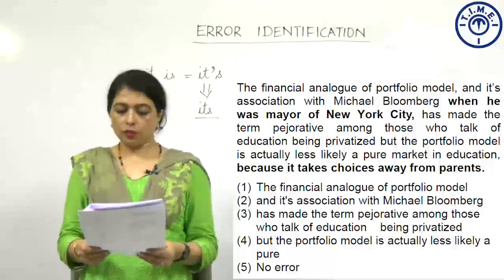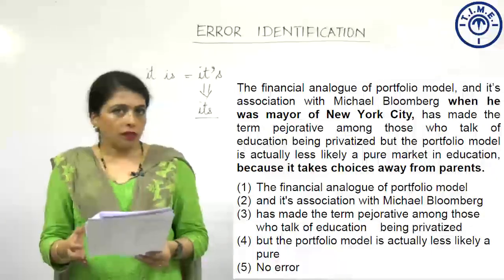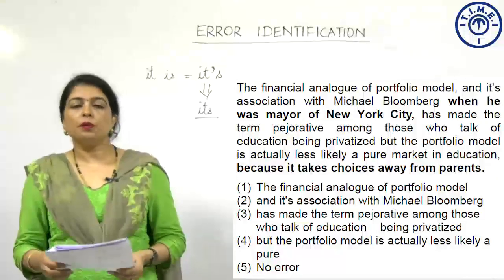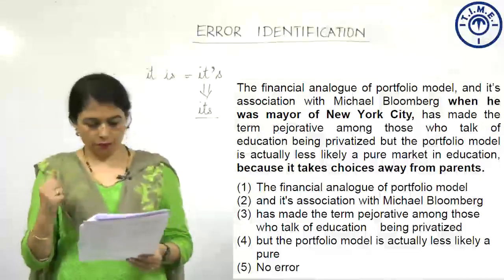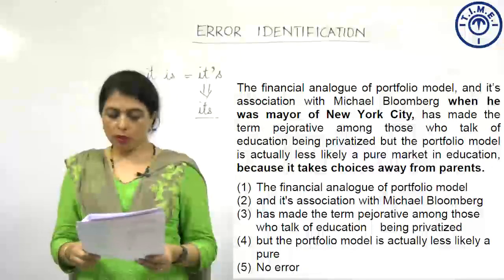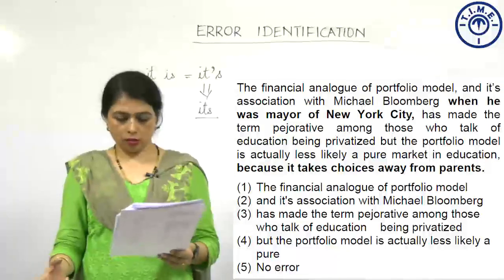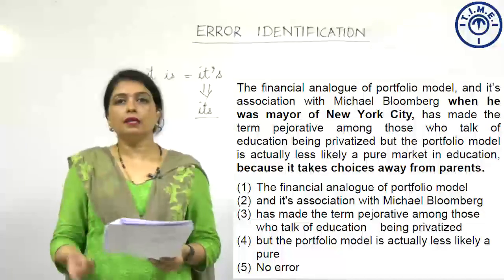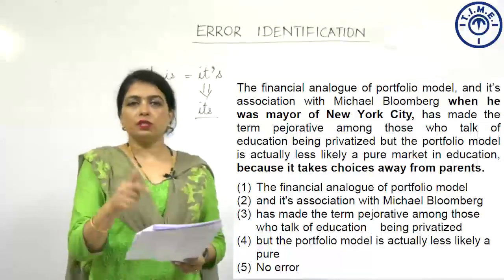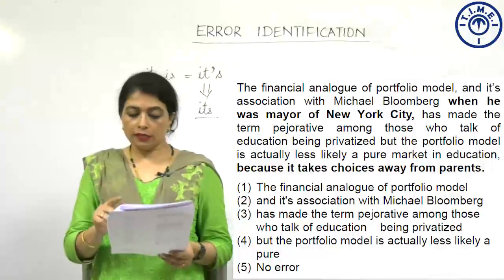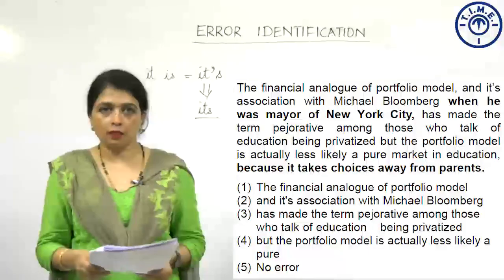"Has made the term pejorative among those who talk of education being privatized." Well, it appears to be correct. Let me also tell you the meaning of the word pejorative, which means derogatory or something which is insulting in nature. "But the portfolio model is actually less likely a pure market in education." Over here, less likely doesn't make sense. The adverb likely must be changed to like. It is actually less like a pure market in education, because here a comparison has been intended.